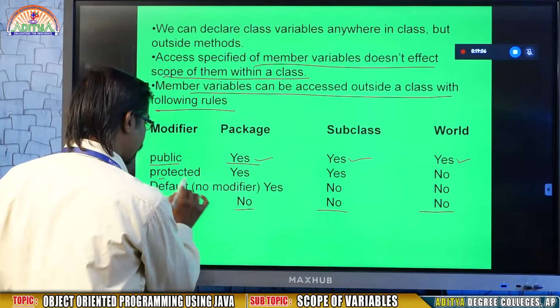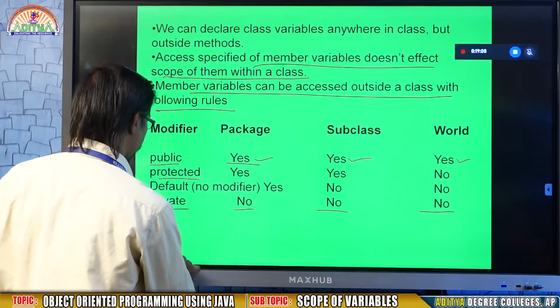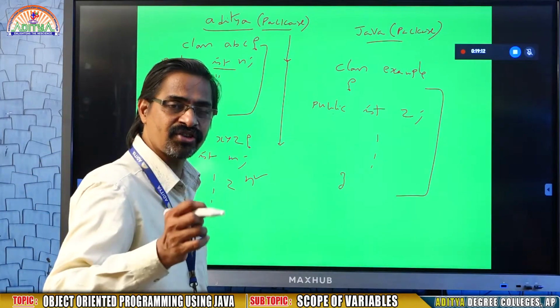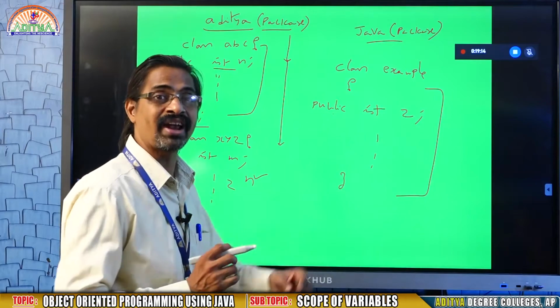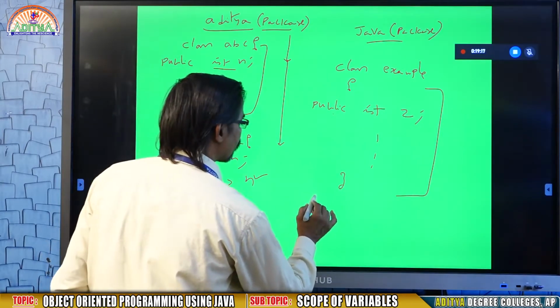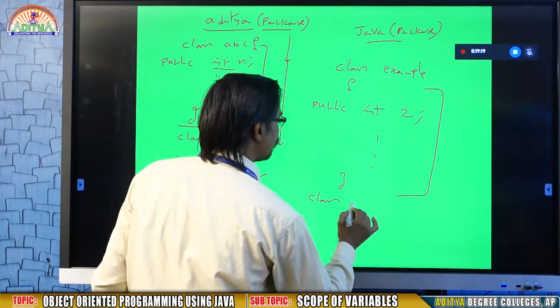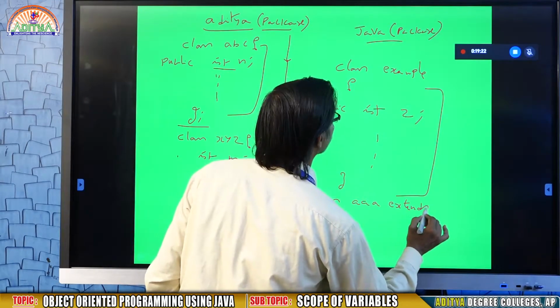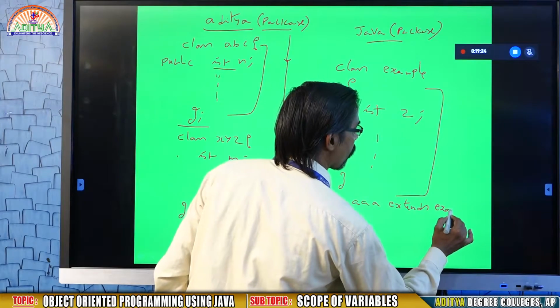Whereas coming to protected, what is the meaning of protected? I am telling you protected means creating a relationship between two classes. We say it as inheritance. For example, class AAA extends example.